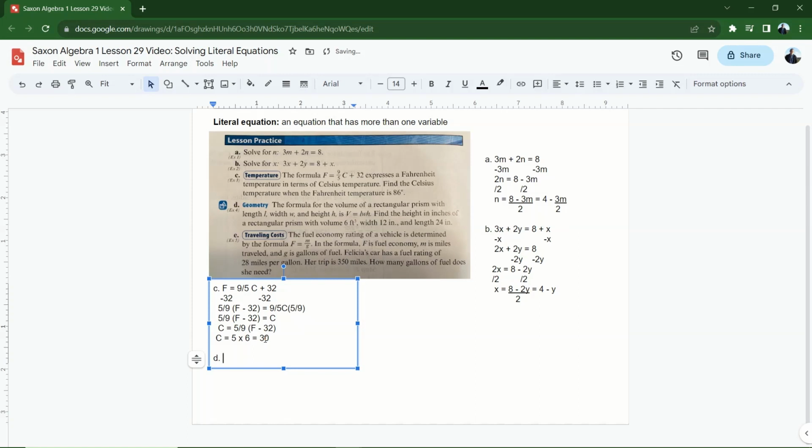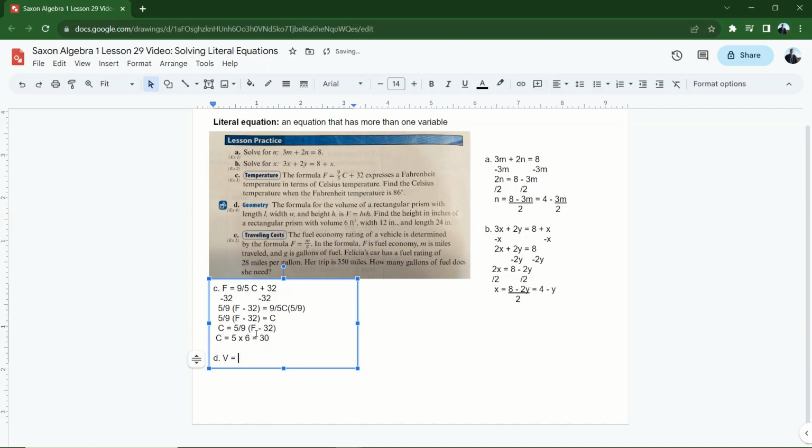Same situation. The formula for the volume of a rectangular prism with length L, width W, height H is V equals LWH. But I bet we're not solving for V. Find the height in inches of a rectangular prism with volume 6 feet cubed, width 12 inches, and length 24 inches. Okay, I spy a couple of problems with this one. I noticed that the width and length are in inches and the volume is in feet. So we're just going to express width and length in feet because it's easy. 12 inches is 1 foot, so the width is 1 foot. The length is 2 feet. So that one's going to be easy to compensate for.